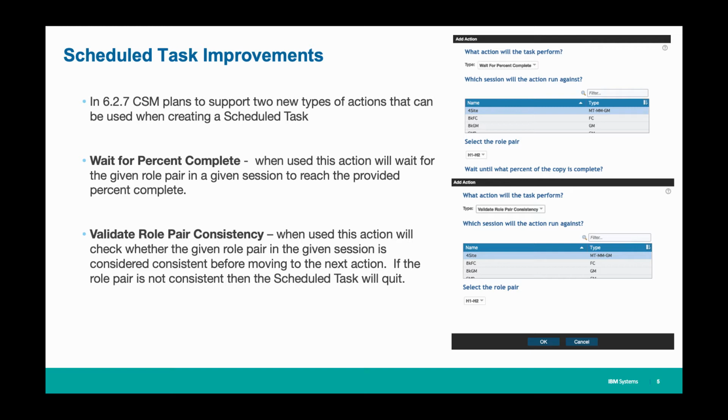The second action is what we call the validate role pair consistency. There were a number of times, like in a recover action or flash or something, where before moving on to the next step, the customer wanted to ensure that the role pair was consistent, because if it wasn't consistent or something happened, the subsequent actions may cause loss of an older copy of the data that's consistent. So we now added the validate role pair consistency, so that it will check a given role pair in a given session at the particular state it's running in that scheduled task, and if the role pair is not consistent, it'll kick out of the scheduled task. Otherwise, it'll keep going.